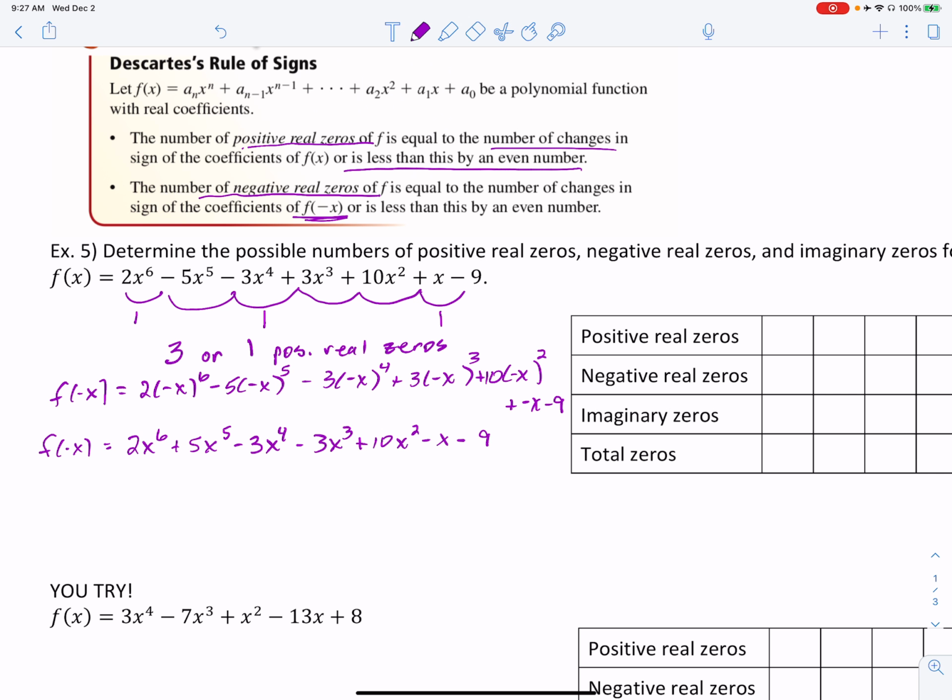So now that we have replaced x with a negative x, this is for finding the number of negative real zeros. There's no sign change from 2 to 5. They're both positive, but from +5 to -3, that is one sign change. From -3 to -3, the sign did not change. They're both negative. But from -3 to 10, it's a change in sign from negative to positive. And then from +10 to -1, that's another sign change. And then from -1 to -9, there's no sign change. So this means that there are 3 or 1 negative real zeros.